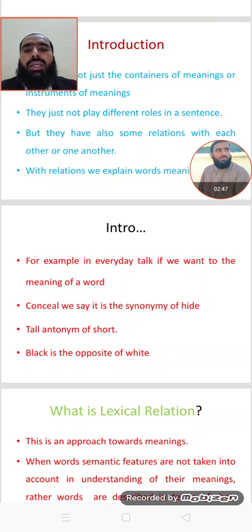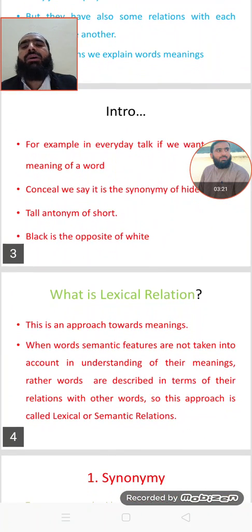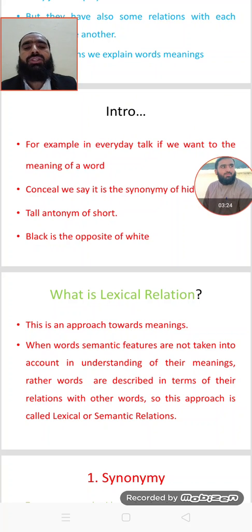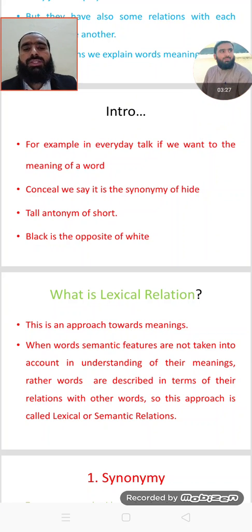They are not just playing different roles in a sentence, but they also have relations with each other or one another. Each other is used when comparing two words, and one another is used for more than two. When we relate words with others, then we know the meanings. This is a process: with the help of semantic or lexical relations, we know the meaning of words.